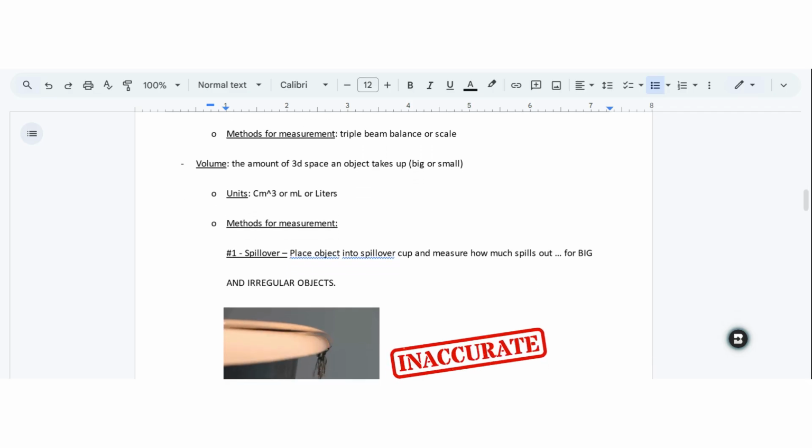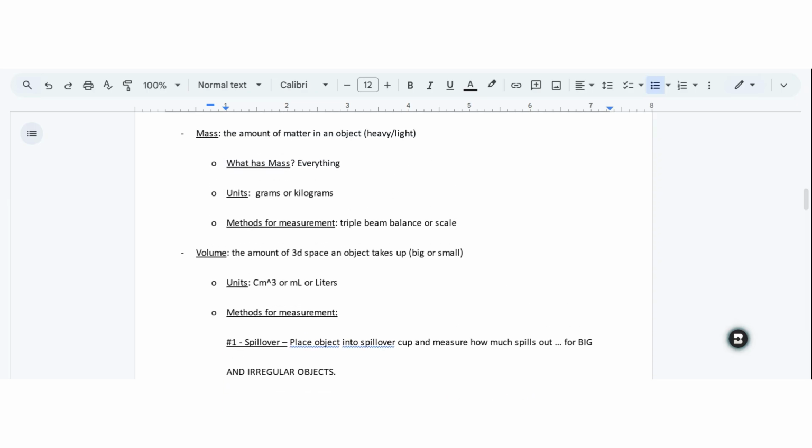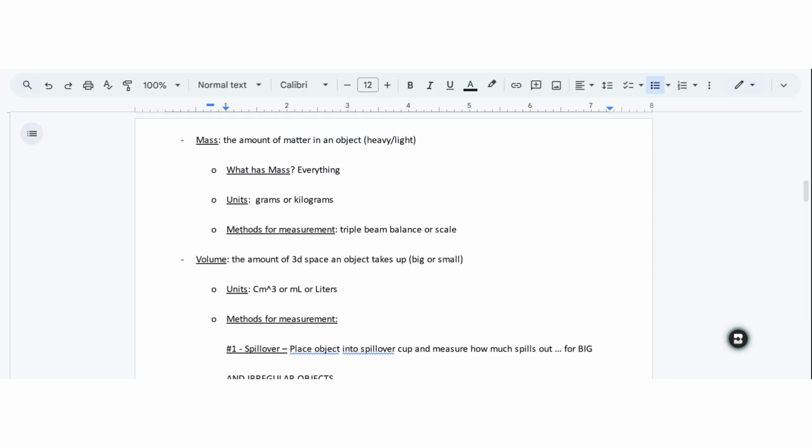Volume is the amount of 3D space, so that we're asking how big or small an object is, while with mass up here, we're asking if it is heavy or if it is light. Volume will be centimeters cubed because we're taking length times width times height. It's three-dimensional, or we're going to use milliliters or liters.